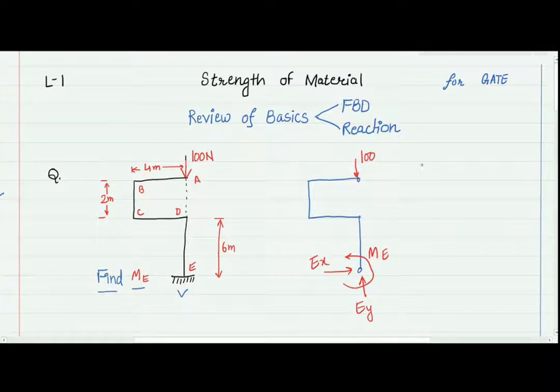So let's write the equations for static equilibrium. That means I can balance the horizontal force, write the equation for the vertical force, as well as for the moment. In the case of horizontal force balance, there is only one horizontal force, that is Ex, so it will be 0. In the case of vertical force balance, I know Ey is acting upward. So let's assume upward positive and downward negative. So it will be Ey minus 100 is equal to 0. That will give me Ey is equal to 100.